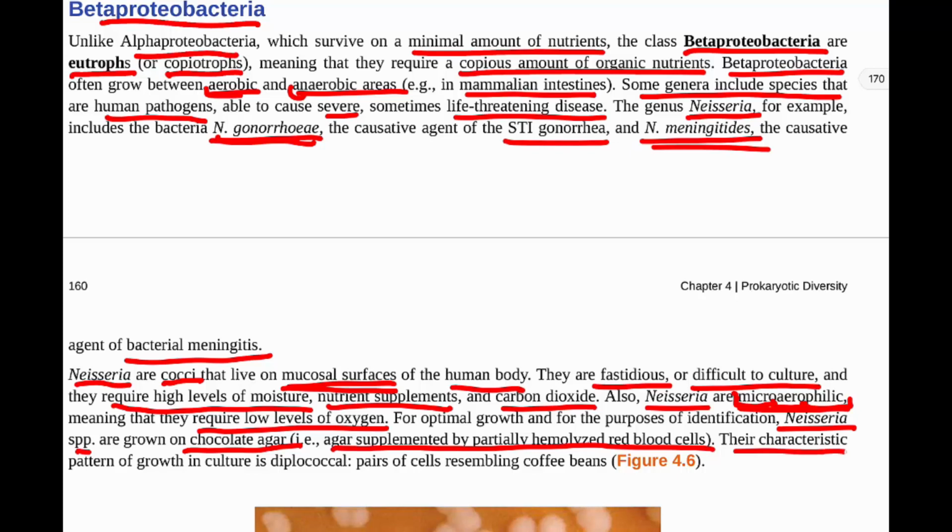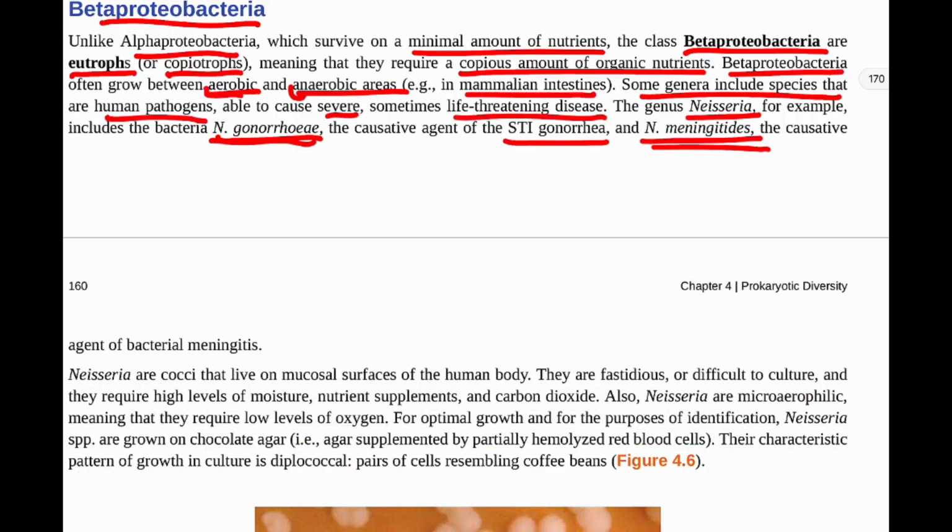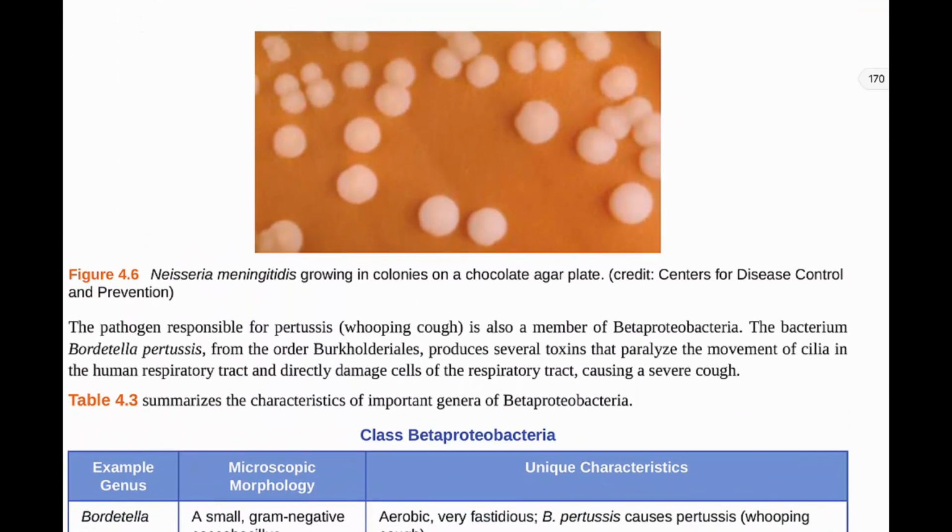Their characteristic pattern of growth in culture is diplococcal. So remember, diplococcal: di meaning two, and cocci, which is the sphere shape. So pairs of cells that resemble coffee beans. We can scroll down here, and right here we have some Neisseria meningitidis growing in colonies on a chocolate agar plate. You can see it looks kind of brownish. This looks a little bit more orange, and then you can see the diplo here, where they have the two. They oftentimes grow in these little pairs.